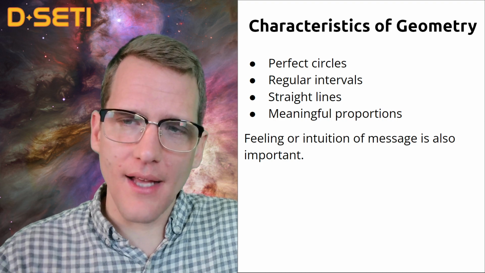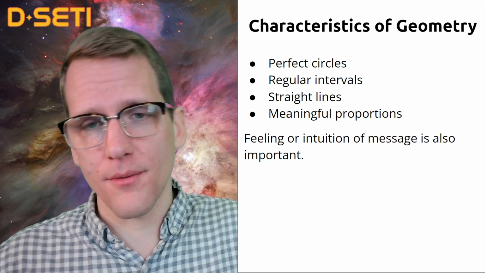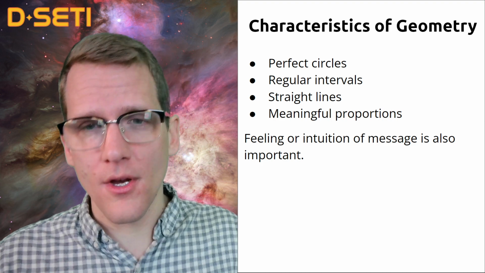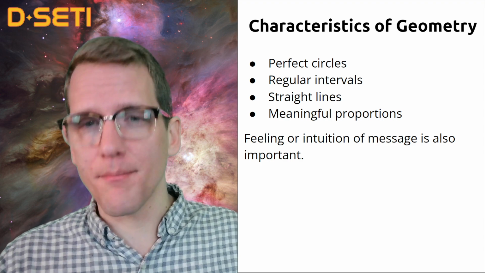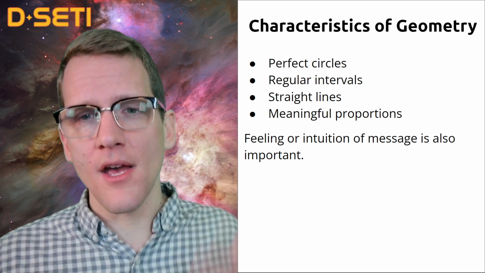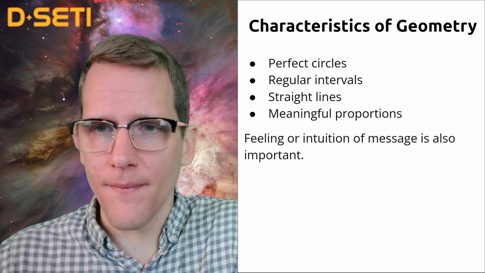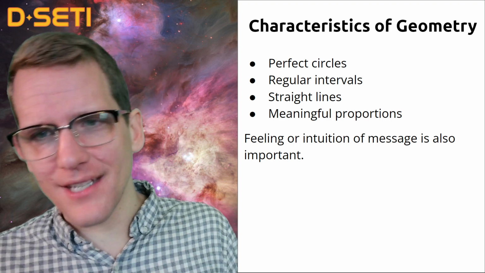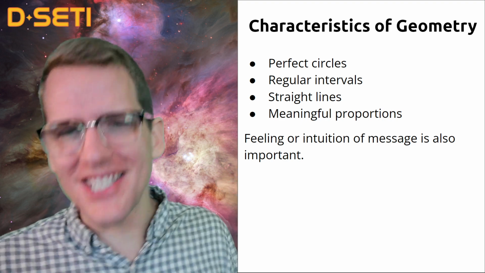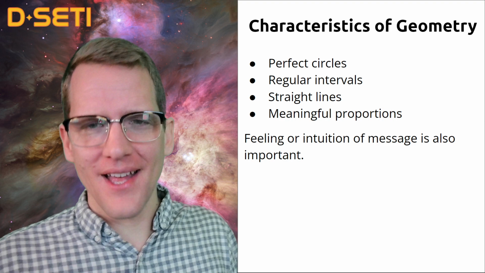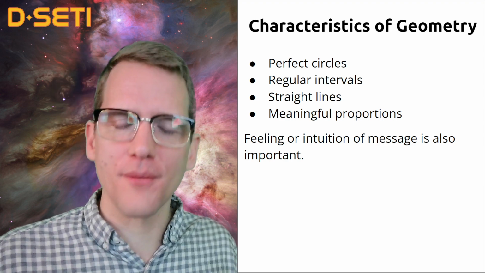It involves straight lines, involves meaningful proportions like whole number ratios, or physical constants like the golden ratio, or in the case of like Orion's belt and the Giza pyramids, those numbers are very important too. It's also pregnant with a feeling or intuition of message saying like this is important, this is meaningful. So that is also present.